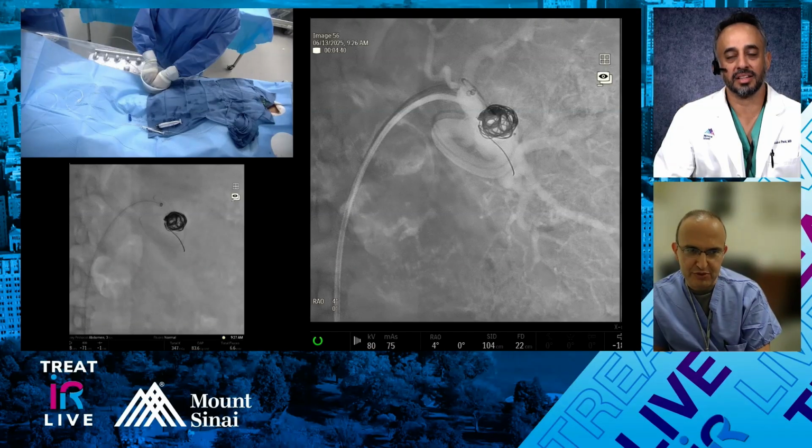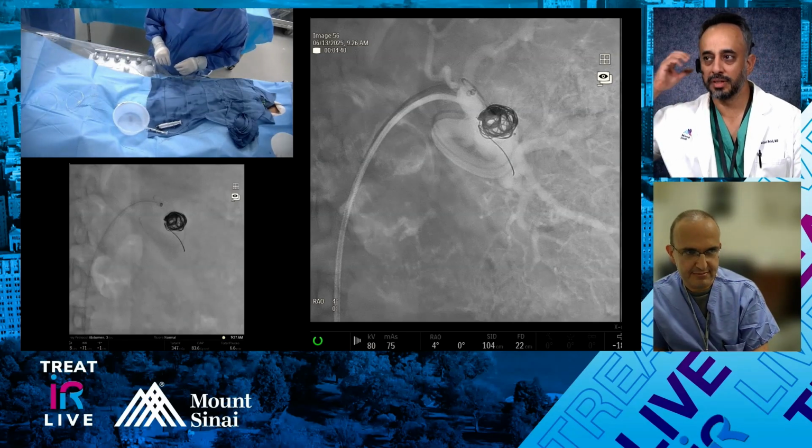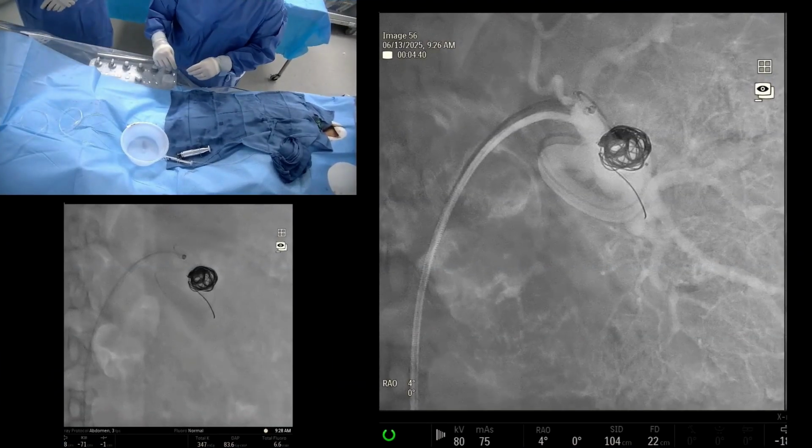Just one question: these embols are made out of what, titanium? What are they made out of? The coils. I'm just trying to see how you're going to follow up with MR, or what you plan to follow up with. Good question. So the coils themselves, are they platinum? Yeah, they're platinum, so they do have artifact when it comes to following up with CT.